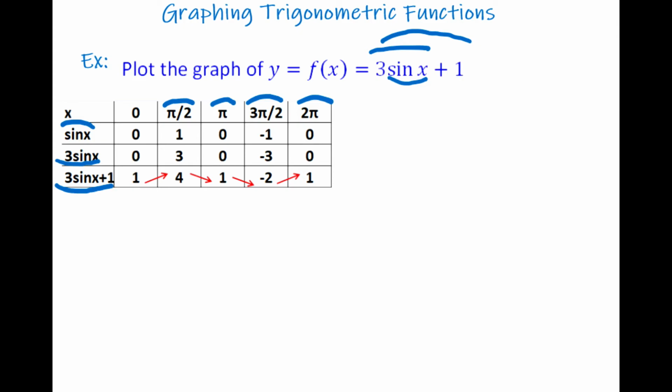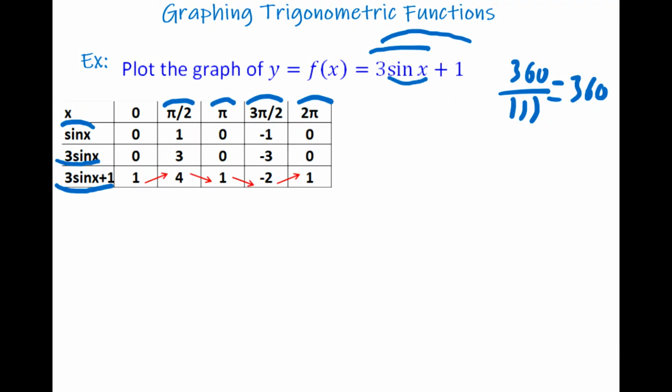Up to 2 pi, I put here the values, because the period of sine x is 360 divided by the absolute value of 1, which is the coefficient of x here. So we have here, guys, 360. That means the period of 3 sine x plus 1 is 360, and that is why I put here the values up to 360 or 2 pi.